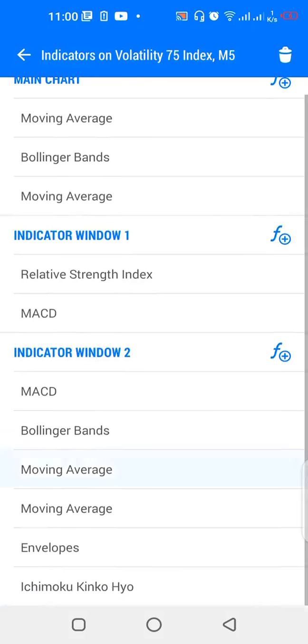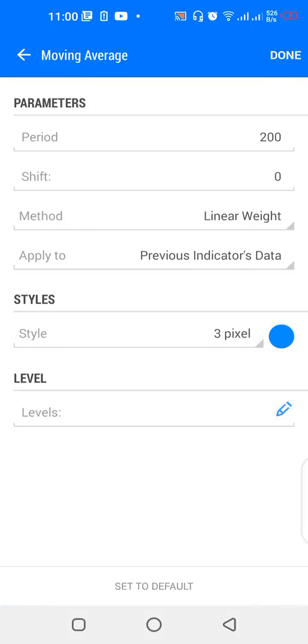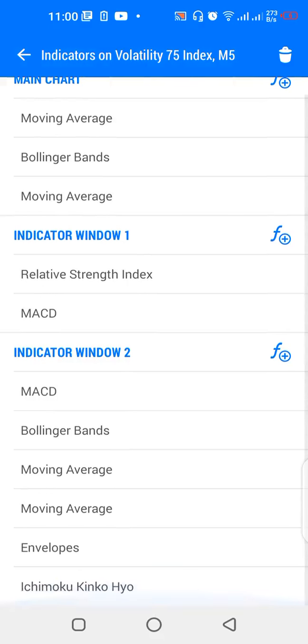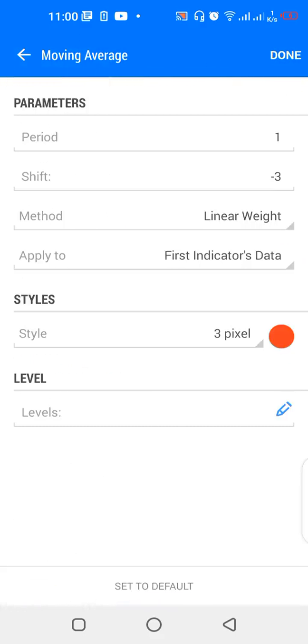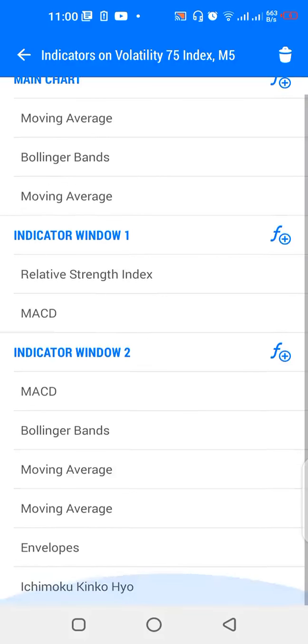Then I have moving average. The period is 200. Shift is 0. Method is linear weight. Apply to previous indicator's data. And the color is blue. Okay. Then I have another moving average. Period is 1. Shift is -3. Method is linear weight. Apply to first indicator's data. And the color is red.